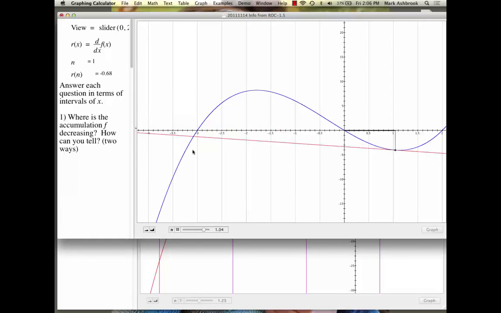The whole interval from -4 to 2. In the whole interval, from -4 all the way to 2, where is the accumulation decreasing?